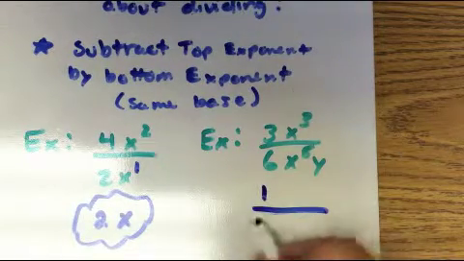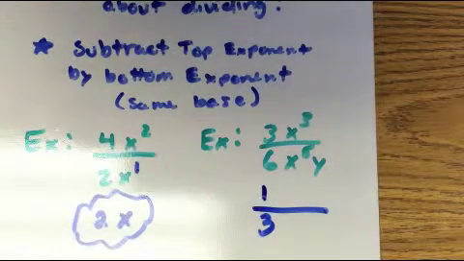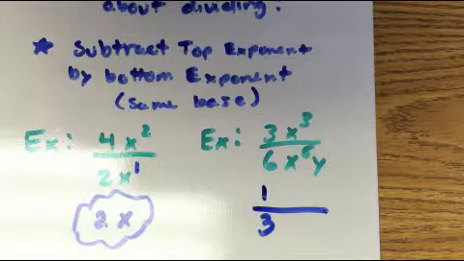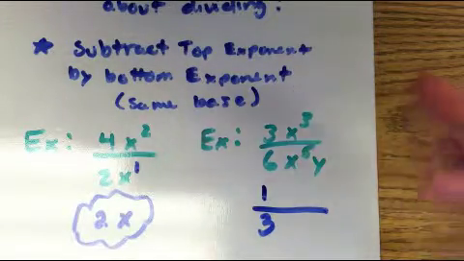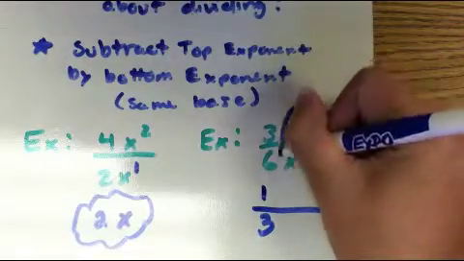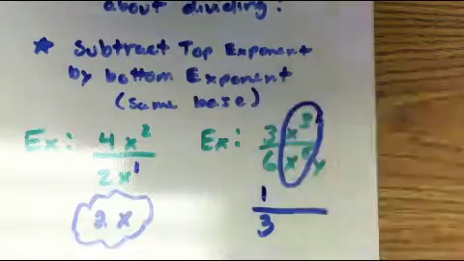So we're left with 1 over 3. Okay. All right, so the big numbers are done. Now, do we have any like bases? Sure, we have these x's right here. Can we combine them? Absolutely.